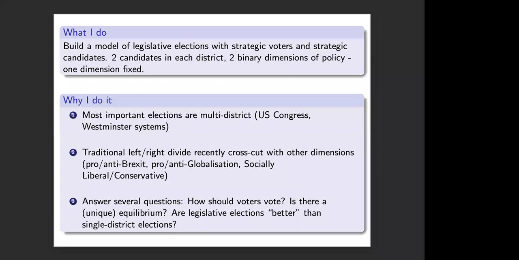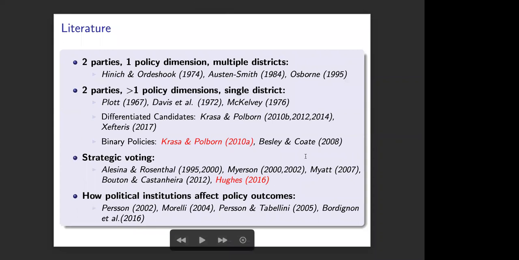And so, given that this hasn't been looked at before, what are some interesting questions I want to look at? Well, how should a voter vote in this kind of setup, with 2 dimensions in a legislative election? Is there even an equilibrium, and is it unique? And then can we say something about whether legislative elections are better or worse than single district ones? So that's why I think you should be interested, at least why I am.